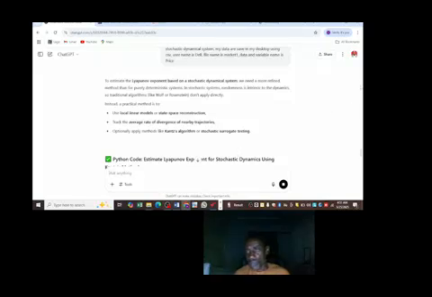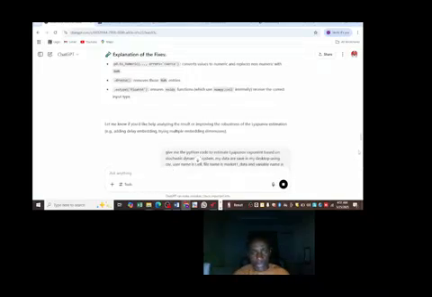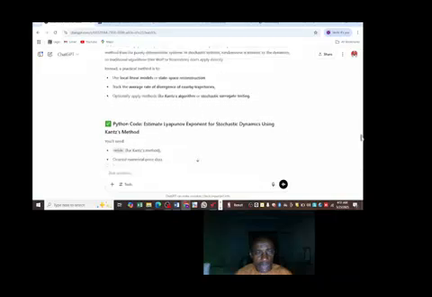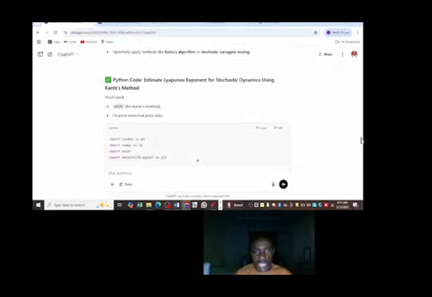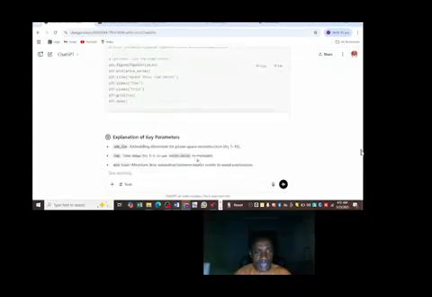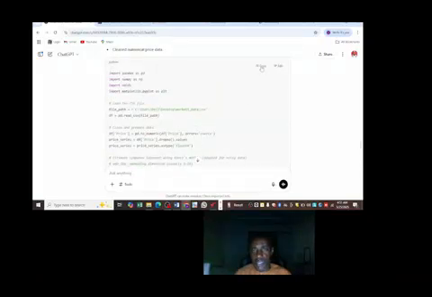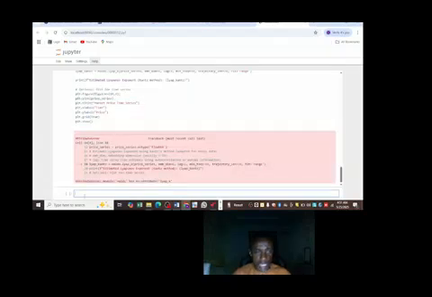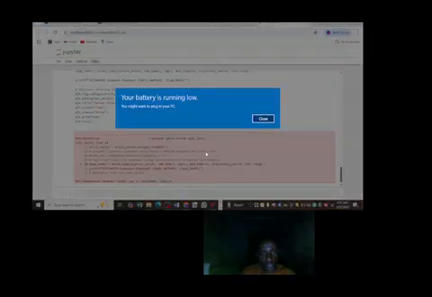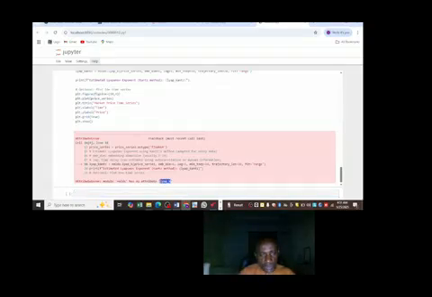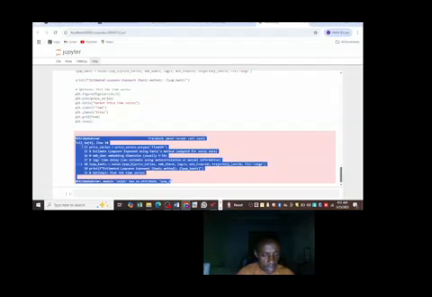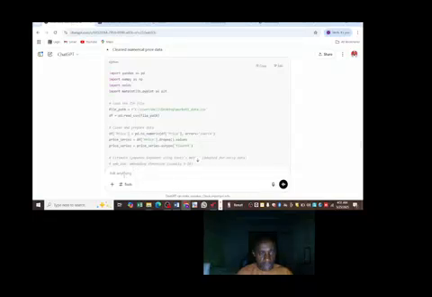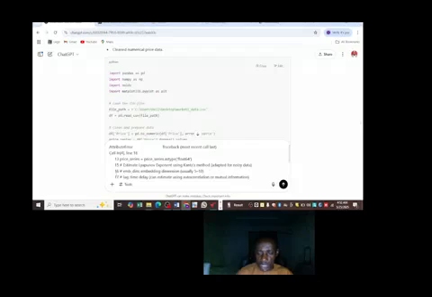Now, Python code for calculating a Lyapunov exponent based on stochastic dynamic equations. This is what we have. So let's copy, then we move here to execute. Ctrl V, Shift, Enter. Now what do we have? We have an error. Now we can simply copy this error and take it to chat to fix the problem for us. Ctrl V, Enter.